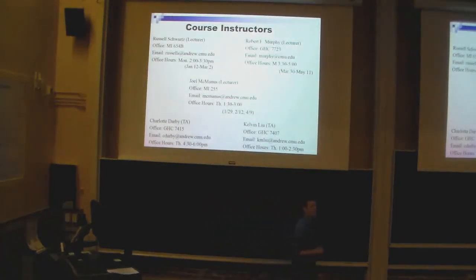So this class this year is going to have 3 instructors and 2 TAs. So the lecturers for the first half of the class, which is the 02 or 03 251 half, is primarily going to be me, and for the second half, primarily Robert Murphy. And we'll also have an extra lecturer, Joel McManus, who will be doing some guest lectures and one module in each half of the class. They're trying to bring in some new kinds of methods that we haven't had the past couple of years.